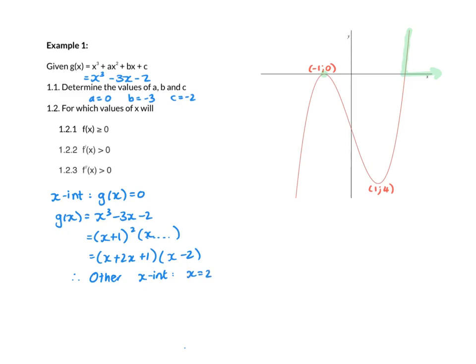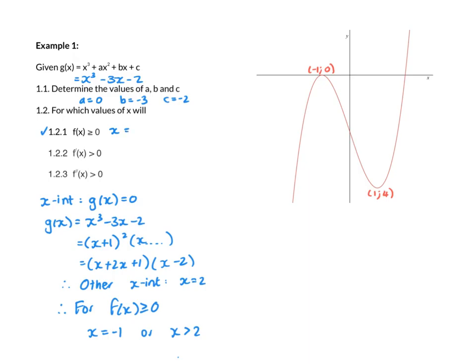That means I can find out when my graph will be positive. So when the f values are positive will be either at negative 1, since they ask when it's 0 as well, or it will be onwards from 2. So I've got x is equal to negative 1, or x is greater than or equal to 2. So question 1.2.1 was asking when my function values are positive.